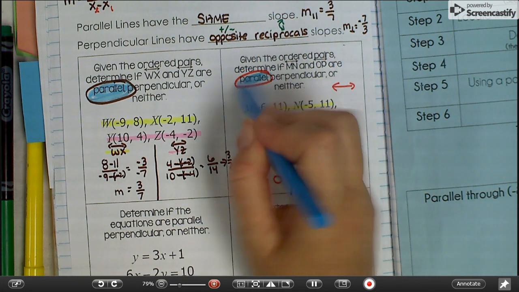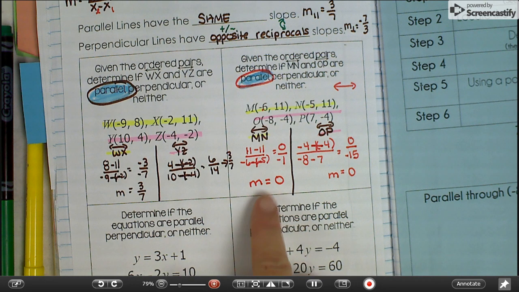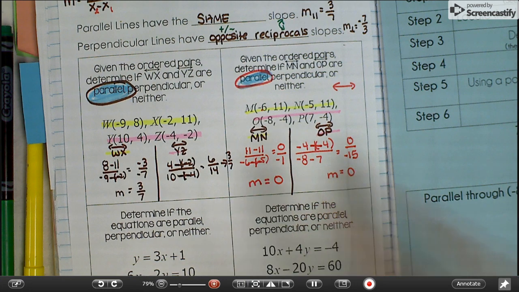Just as a side note, if it was perpendicular, the other slope would be undefined. So it would have been like 15 over 0 or something with 0 on the bottom. So 0 and undefined would be perpendicular. But since they're the same, they're parallel.